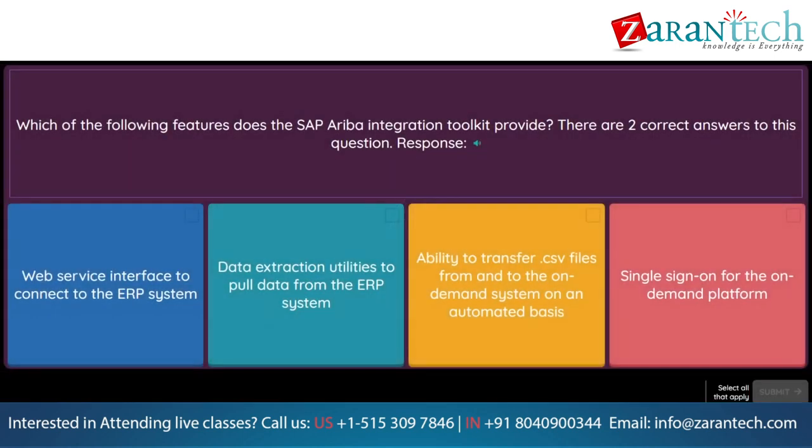Question: Which of the following features does the SAP Ariba integration toolkit provide? There are two correct answers to this question. Response. Option 1 web service interface to connect to the ERP system. Option 2 data extraction utilities to pull data from the ERP system. Option 3 ability to transfer .csv files from and to the on-demand system on an automated basis. Option 4 single sign-on for the on-demand platform.